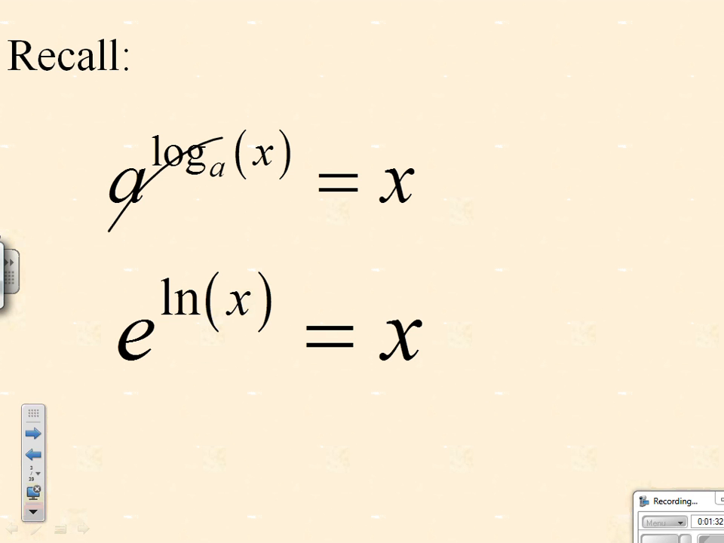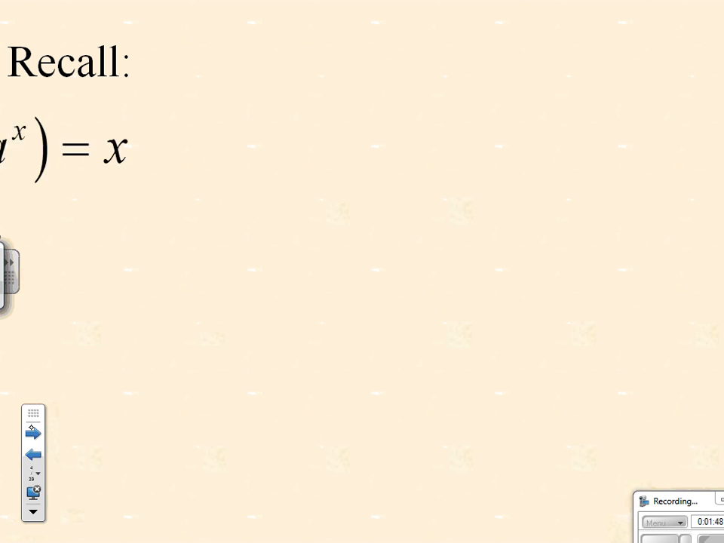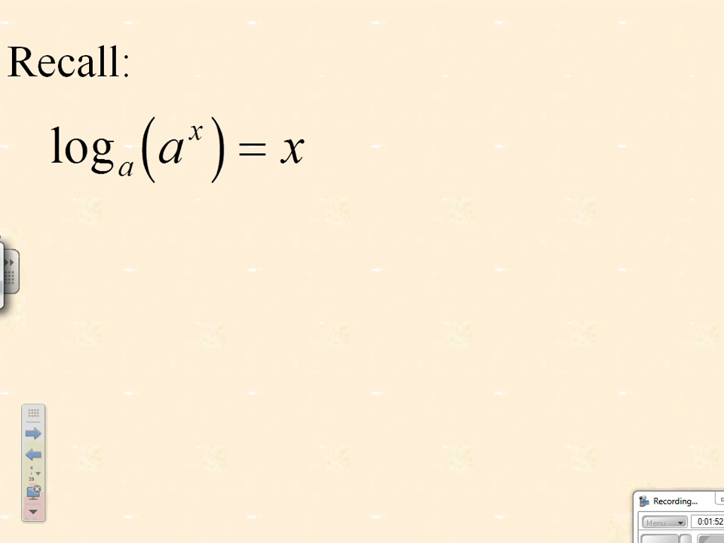E raised to the natural log of x turns out to be x. This is just a specific example of this rule. This a means it's true for any base. When I use natural log, that means the base is 2.71828. It's true for any number. Obviously, it's true for 2.71828. Log base a of a to the x turns out to be x. And natural log of e to the x turns out to be x.